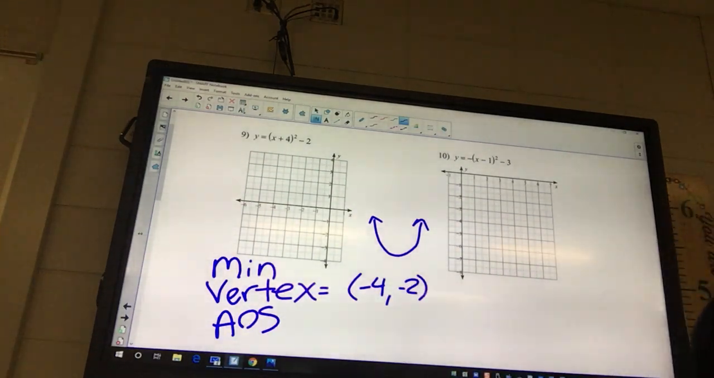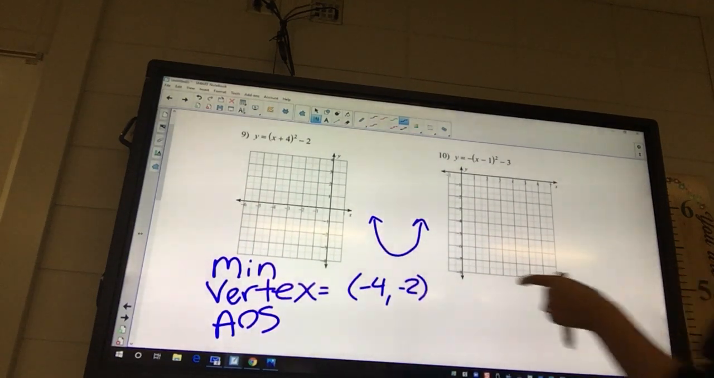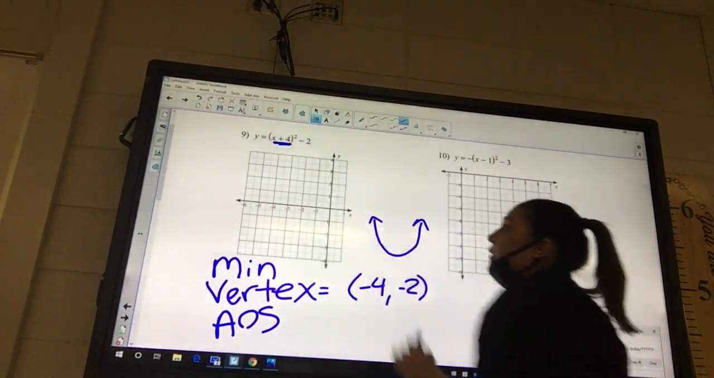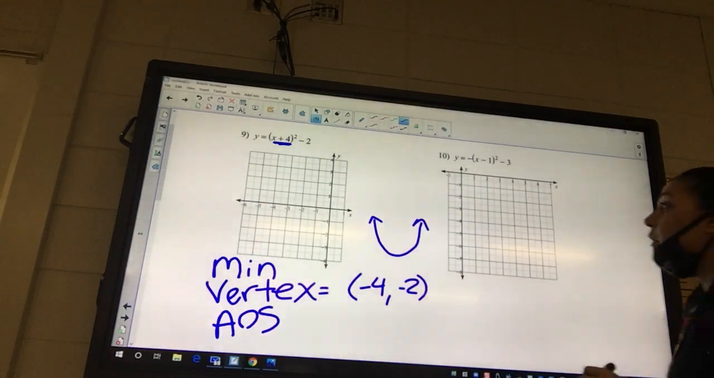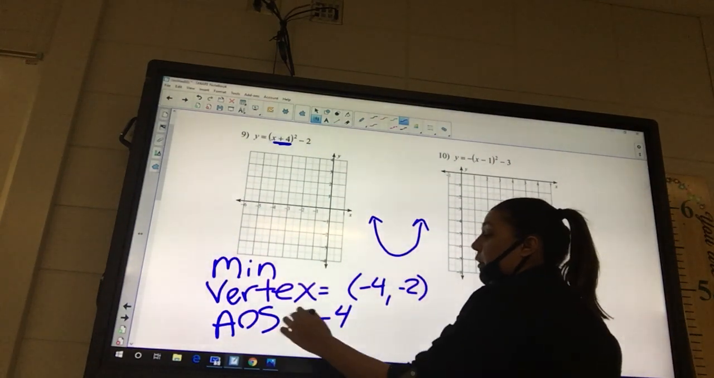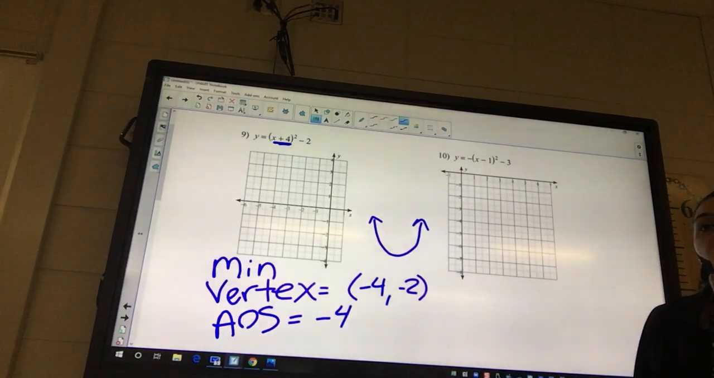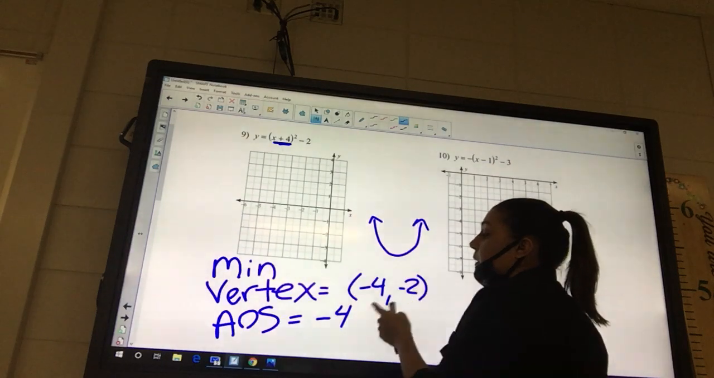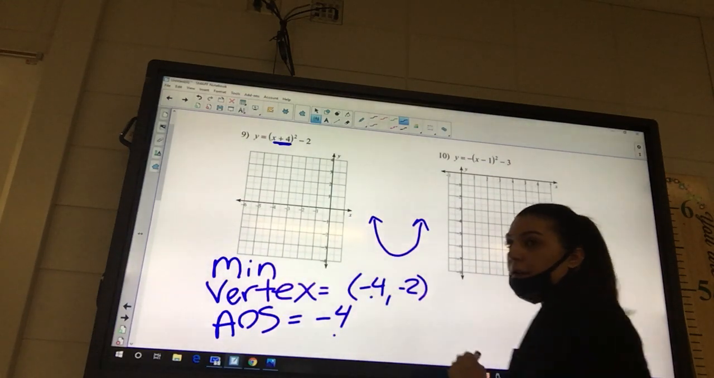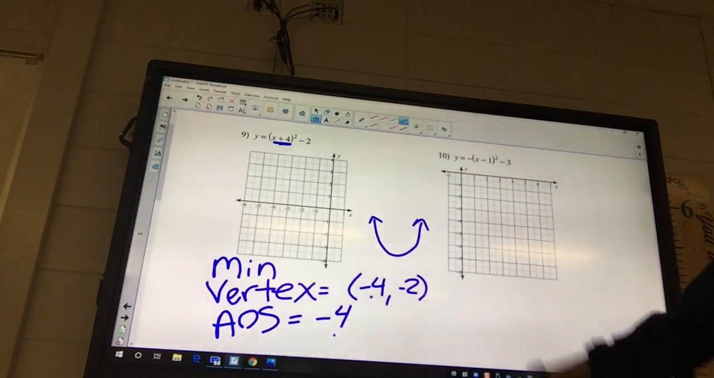What's the axis of symmetry? It's on the inside of the parentheses and we do the opposite. So it's going to be negative 4. The axis of symmetry is always going to be the x, but it's the opposite. Oh, you mean this? Yeah. It's the opposite of this.